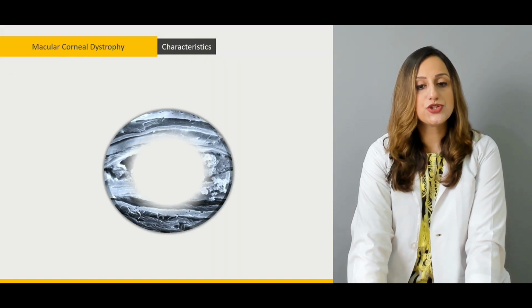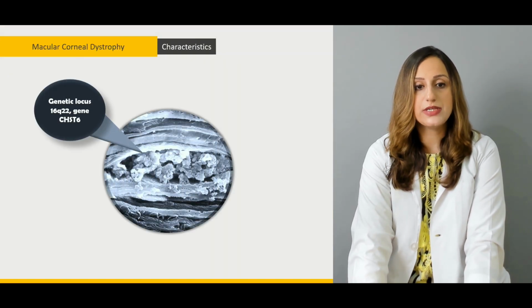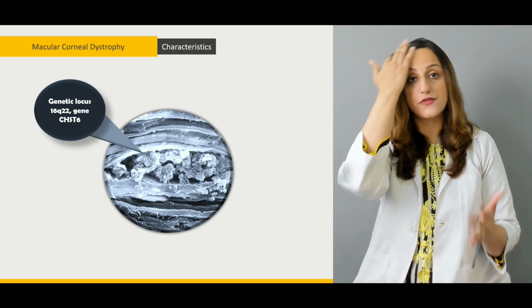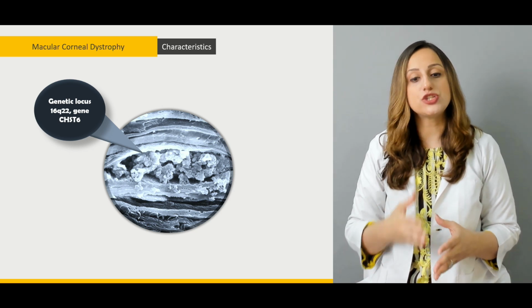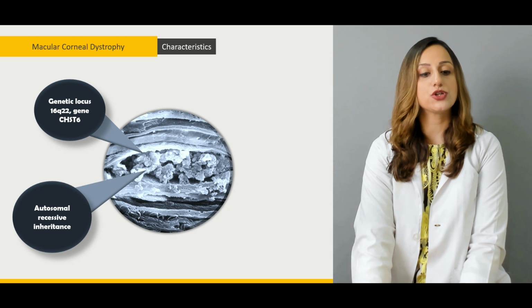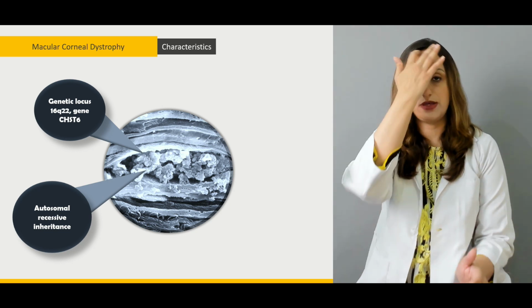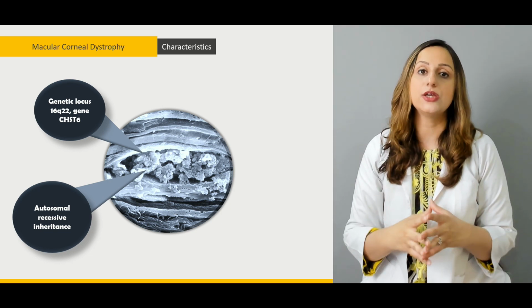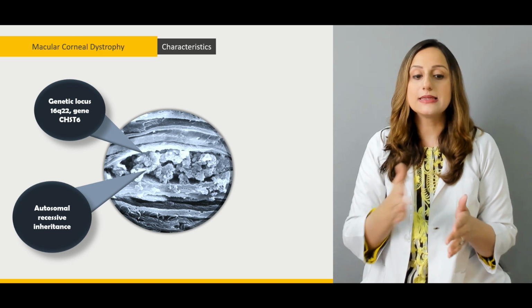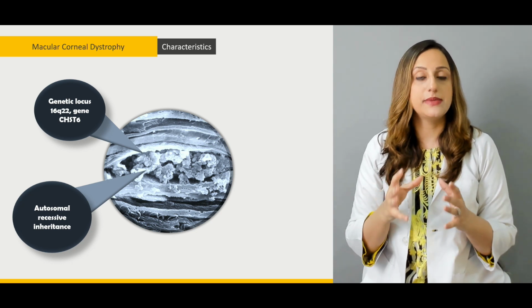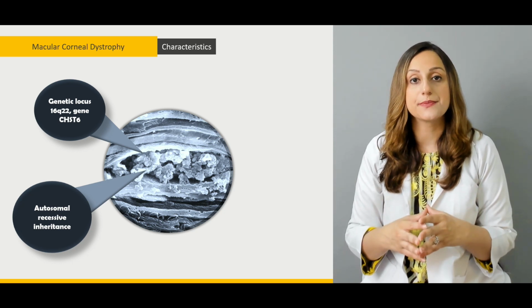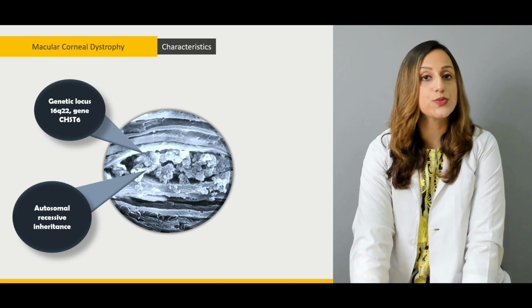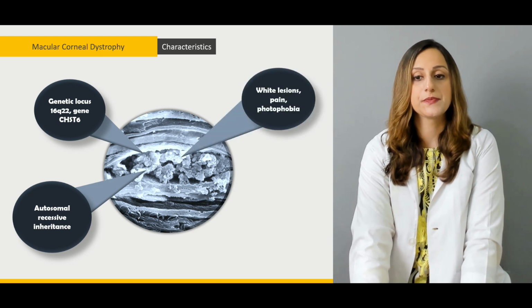The characteristic features of the macular corneal dystrophies are the genetic locus, which is 16q22. The gene involved in the macular dystrophies is quite distinct. It is CHST6, and we have autosomal recessive inheritance. Up till now, we have been studying the autosomal dominant varieties. This is quite an exception, and you can peculiarly remember the fact that the macular corneal dystrophies are of an autosomal recessive inheritance.